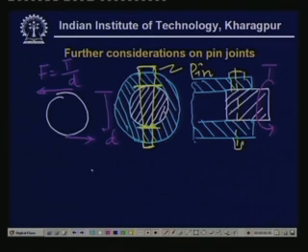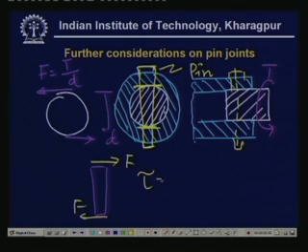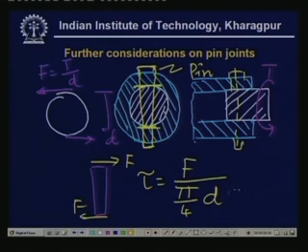In the pin, if you draw the free body diagram of this pin, there will be this force F and F here. So, the stress developed is F divided by pi by 4 d pin square. This is how the pin diameter is selected. This must be less than tau max or tau allowable. So, this is the case where the pin is subjected to pure shear.